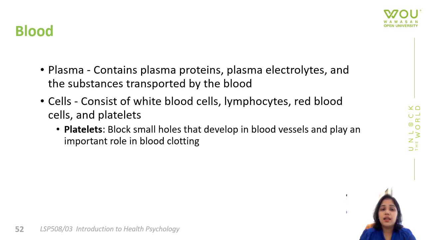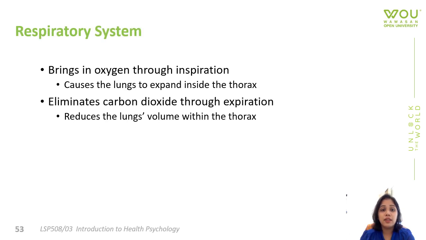Blood comprises plasma. The plasma contains plasma proteins, electrolytes, and substances that are transported by the blood. And then, of course, the blood also has cells, for example, the white blood cells, lymphocytes, and red blood cells, as well as the platelets. The platelets block small holes that develop in blood vessels and play an important role in blood clotting. Now, if there is a dysfunction of this, if there is no blood clotting, that can cause further blood loss, which can result in death.